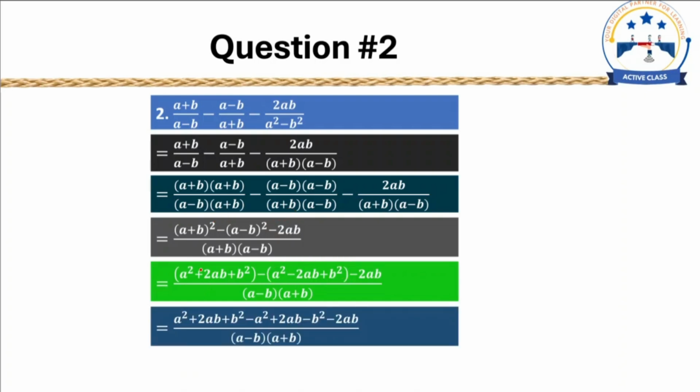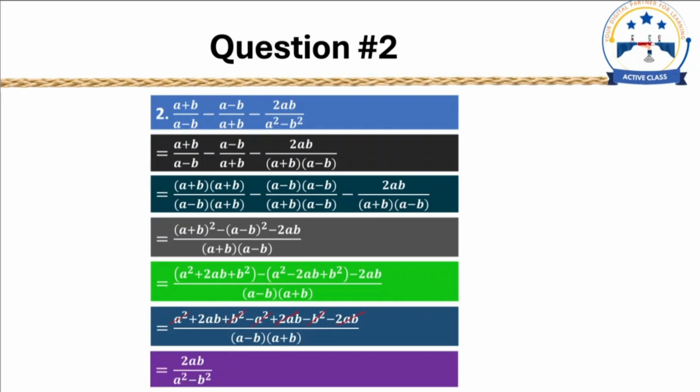See, I just wrote the first one the same because there was a plus in front, and here there's a minus in front, so this minus and minus multiplies and 2ab becomes plus and b square becomes minus. Finally, this minus a square and plus a square becomes 0, plus b square and minus b square becomes 0, minus 2ab and plus 2ab becomes 0. That means I'm left with 2ab in the numerator, and a minus b times a plus b is a square minus b square, isn't it? So 2ab by a square minus b square is our final answer. We are done with the second question as well.